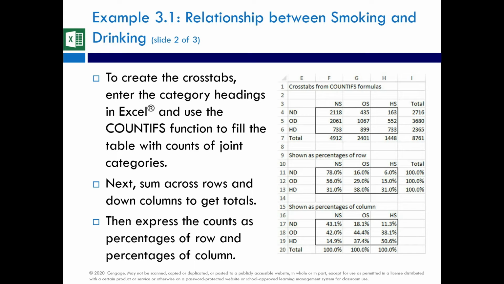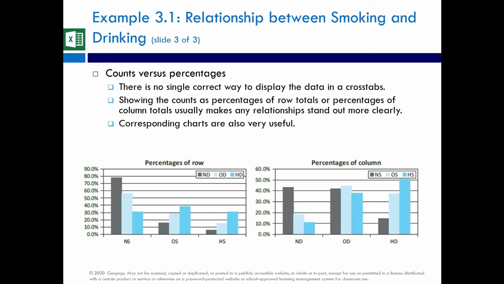To create crosstabs, enter the categorical headings in Excel. Use the COUNTIF function to fill the table with counts of joint categories. Next, sum across rows and down columns to get totals, then express the counts as percentages of the row totals and column totals.